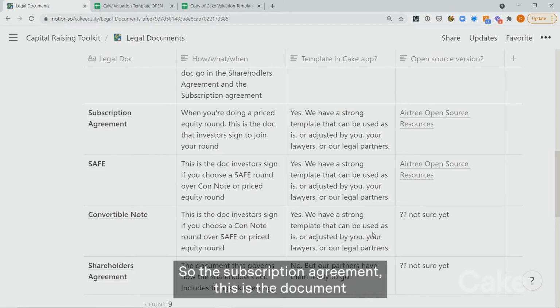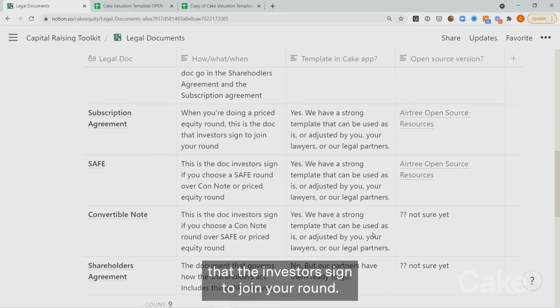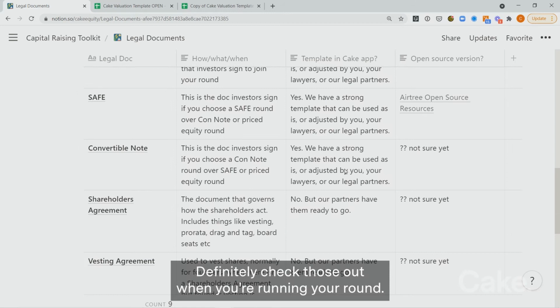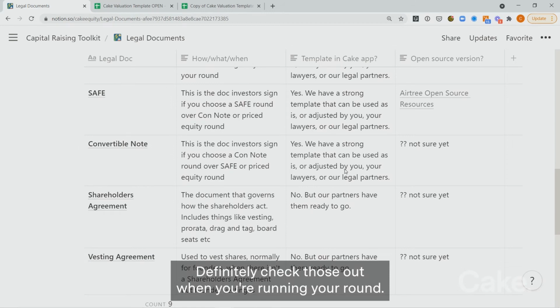So the subscription agreement, this is the document that the investors sign to join your round. Cake has this built into its system. So if you need a template, we have one. There are others out there. They're not that difficult to find. Definitely check those out when you're running your round.